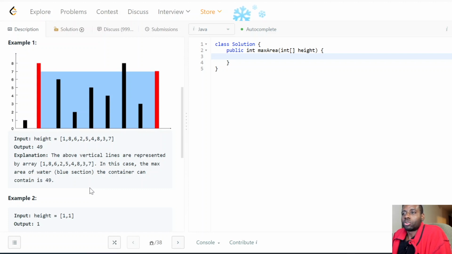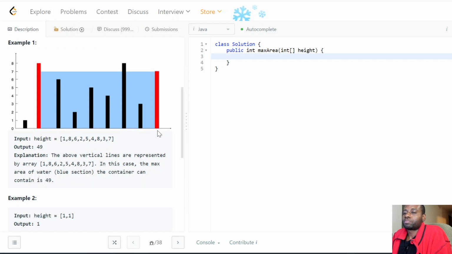Maybe we could start using some sort of a two-pointer approach. We're looking for a combination. So how about we start off taking the two different lines, one at the beginning of the array, and one at the end of the array?